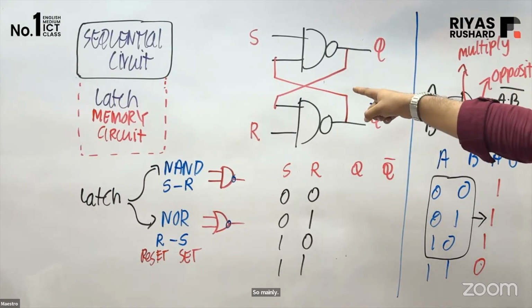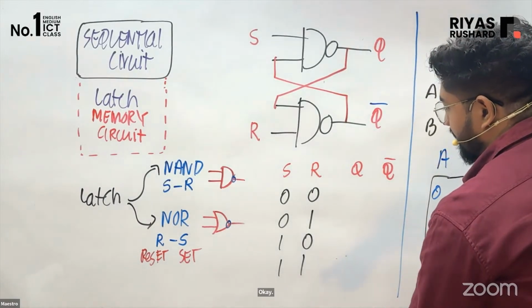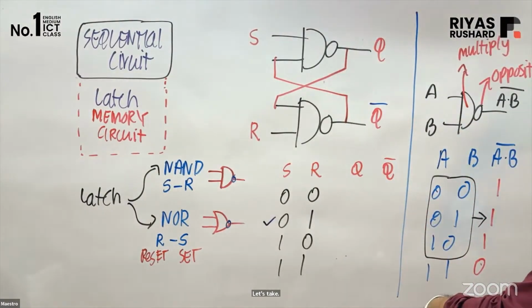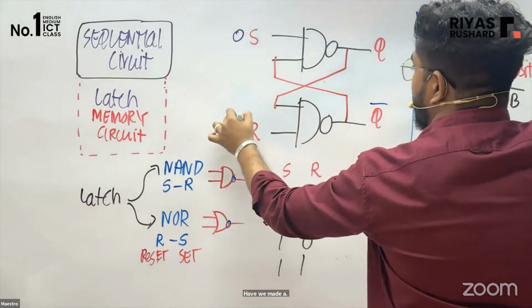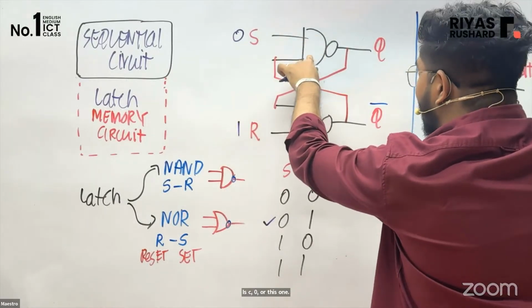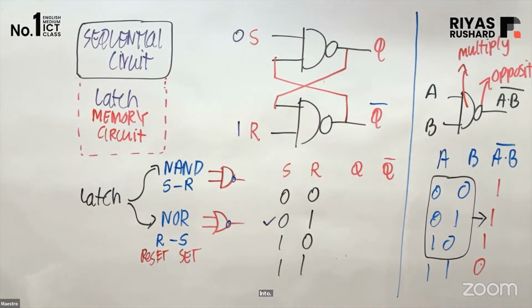Let's apply here. In this, let's take this part. Now what do I do? S is 0, R is 1. 0 into anything would give you what? Opposite. 0 into anything, its opposite is what?